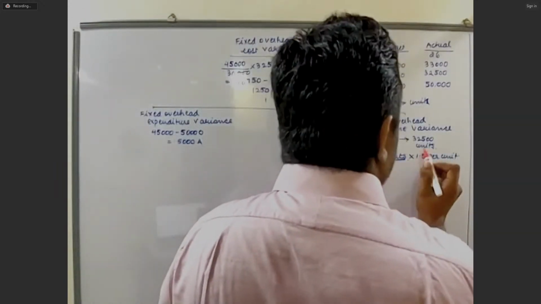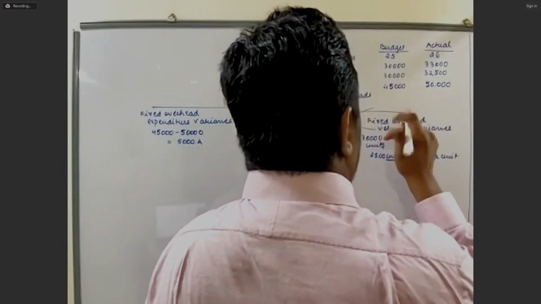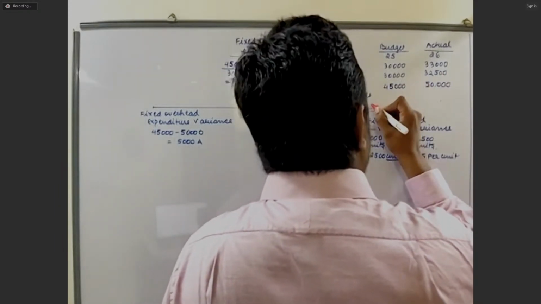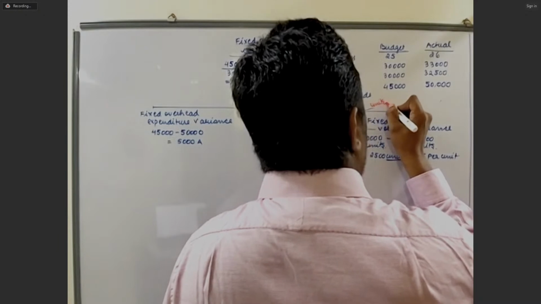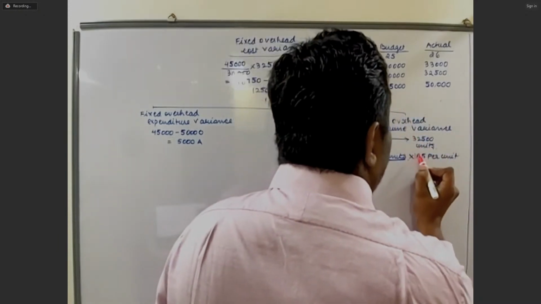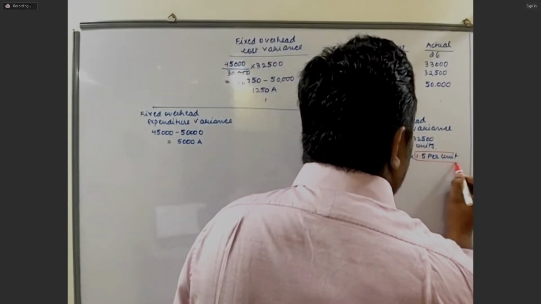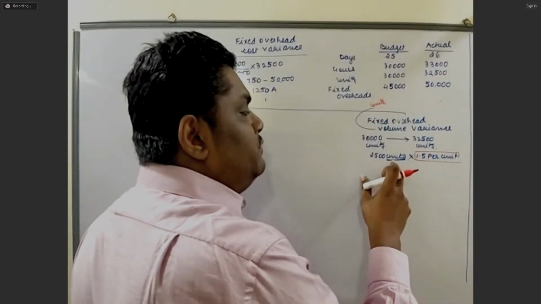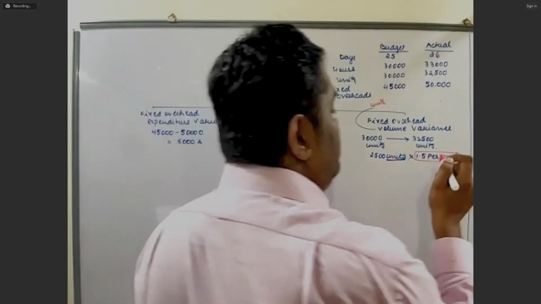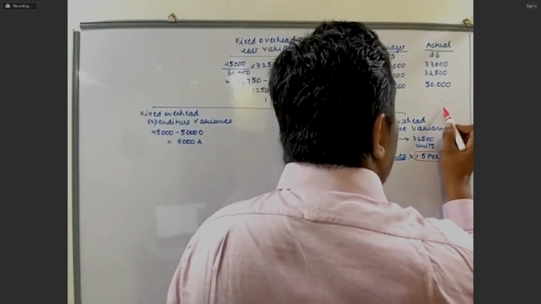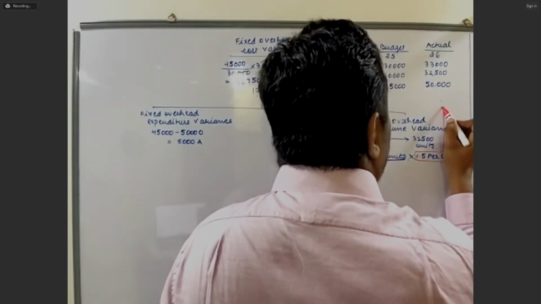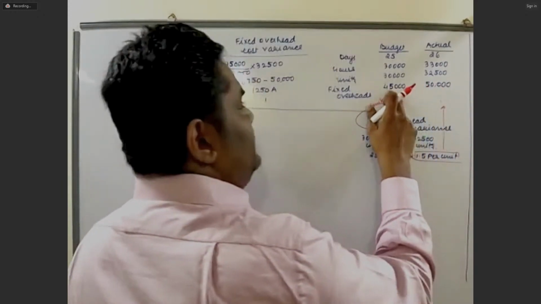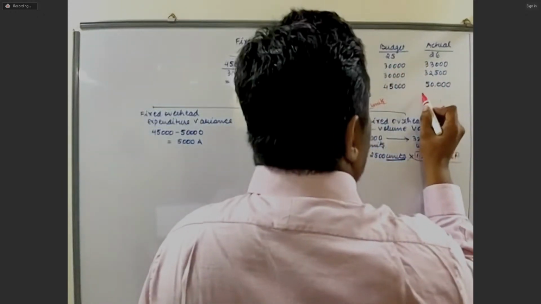Now, how come this? How come this rate 1.5 per unit? Now, since it is 2,500 units, we will be using the rate per unit. Now, how come this 1.5 per unit? Very simple, guys. 45,000 are the overhead divided by 30,000 units.